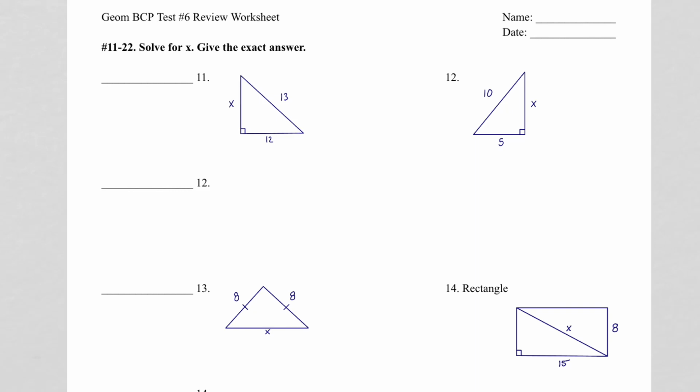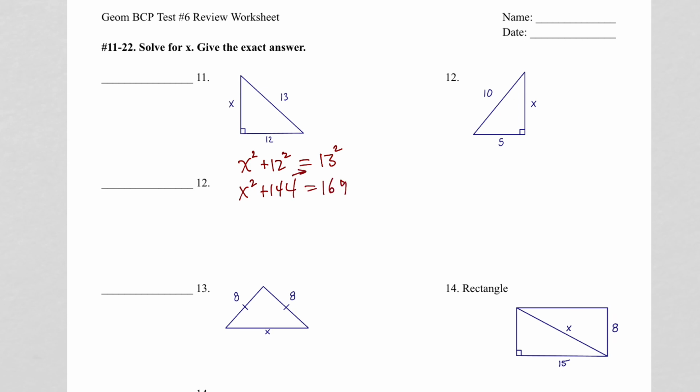Okay, if you remember that this is a 5, 12, 13 is a common right triangle, you can see that this is 5 right off the bat. But if you're not certain about that, or if you just want to double check your work, x squared plus 12 squared, the sum of the squares of the legs is equal to the square of the hypotenuse. That's Pythagorean's theorem.